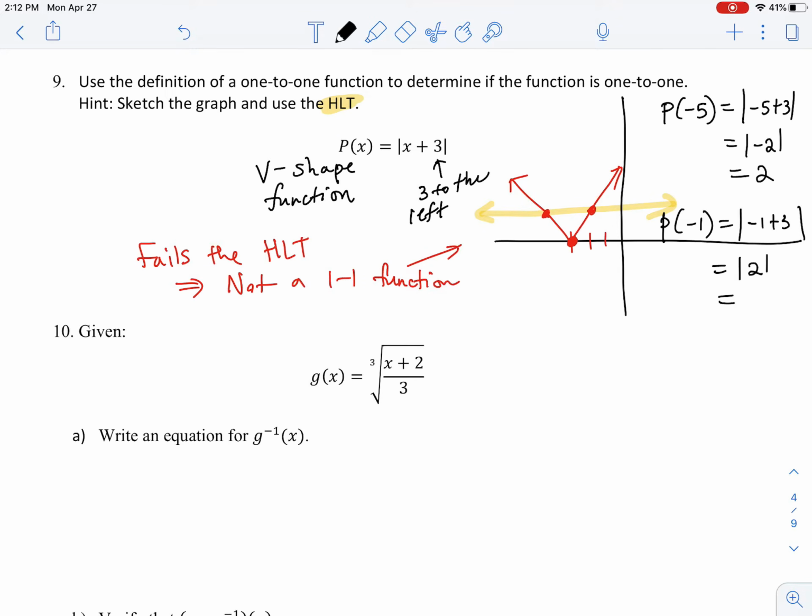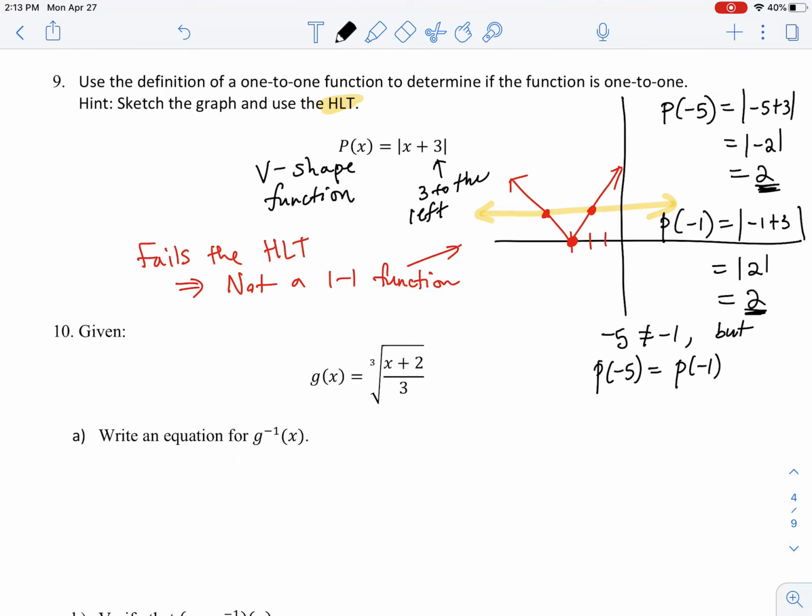Now, the absolute value of positive 2 is still positive 2. What I just got is that negative 5 does not equal negative 1, right? I put 2 different inputs in there. But p of negative 5, which came out to be 2, actually equals p of negative 1, which also came out to be 2.